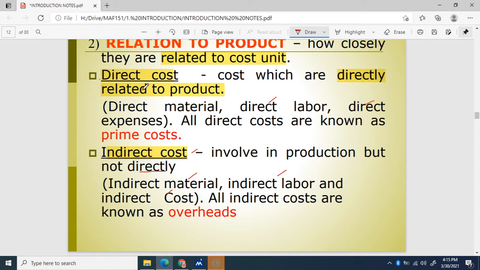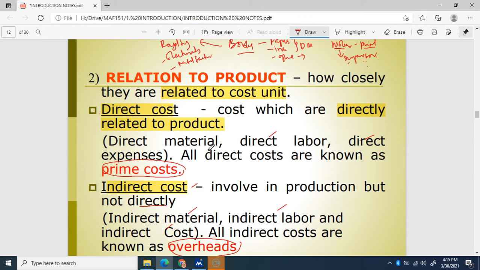All direct costs, direct material, direct labor and direct expense, are also known as prime costs. While all indirect costs, indirect material, indirect labor and indirect expenses, are known as overheads. So this is the second classification of the cost, relation to the product, or sometimes we call it traceability. Some of the books say traceability. We classify based on traceability. So this is number 2.